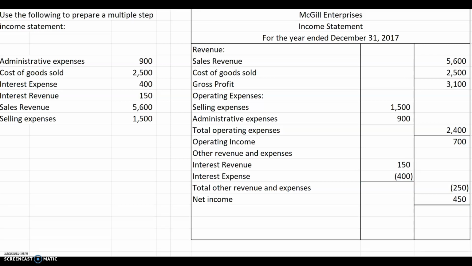So that's what a multiple step income statement looks like for a merchandiser. Our first step is to subtract cost of goods sold from sales revenue to get to gross profit. The next step is gross profit minus total operating expenses, which gets you to operating income. And then our next step is operating income plus or minus your other revenue and expenses to get to net income. In this case, it was a subtraction because our other expenses were higher. If our other revenue is higher, then it is added. So that's what the multiple step income statement looks like.